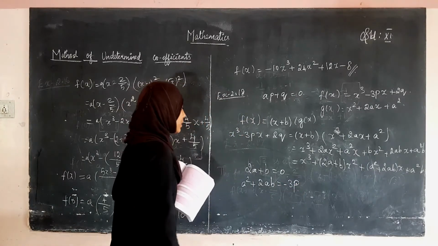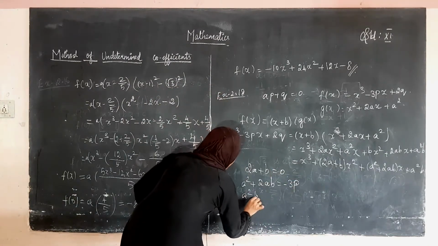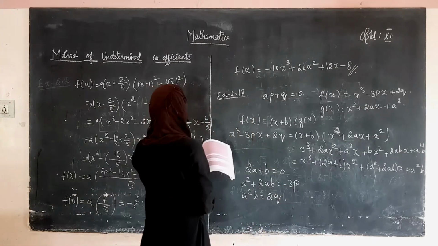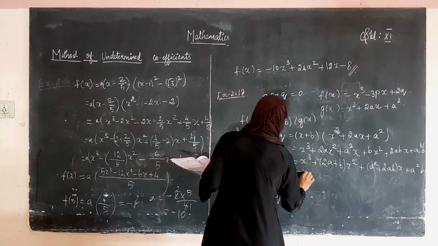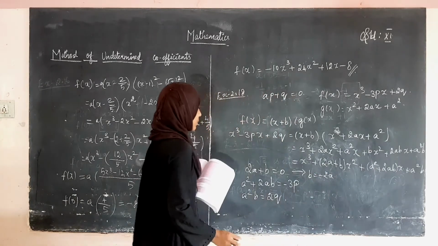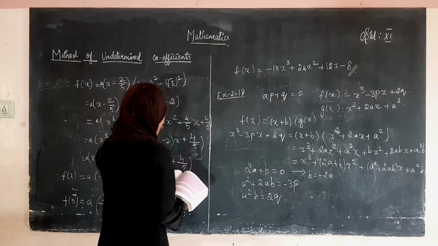Okay, minus 3 into p. And then the constant term is a square b is equal to 2q. This is the constant term. Okay, so from this what we can write is b is equal to minus 2a, right? b is equal to minus 2a.